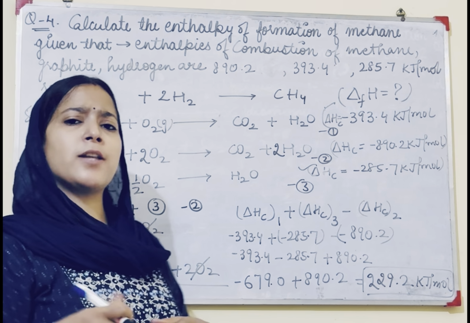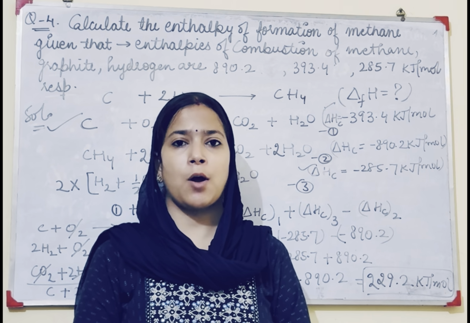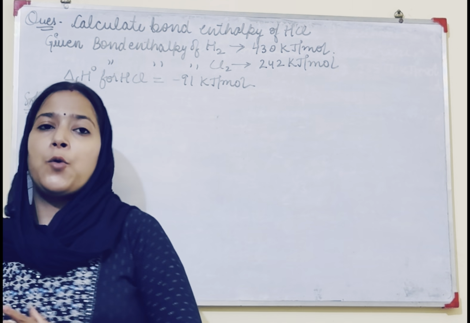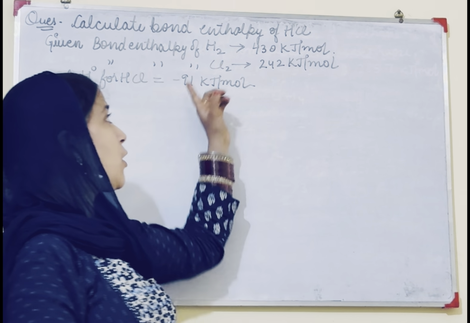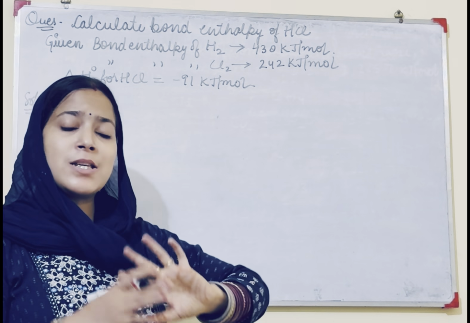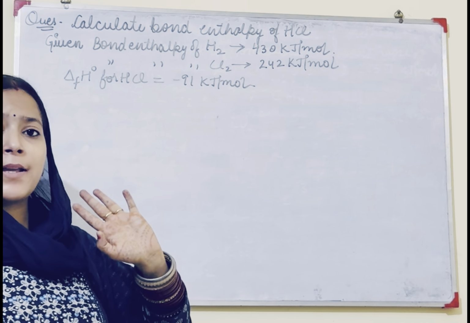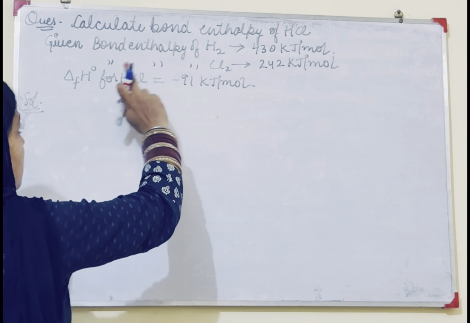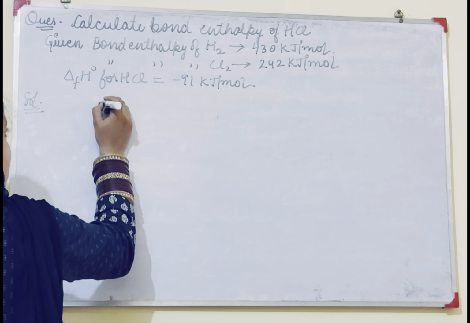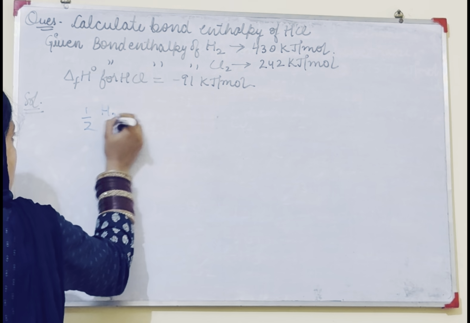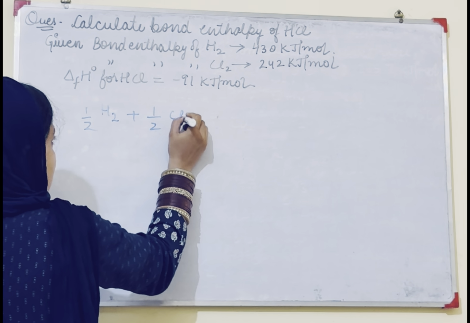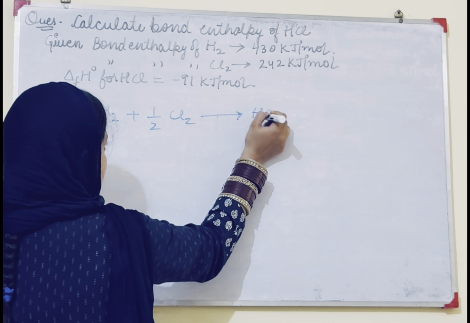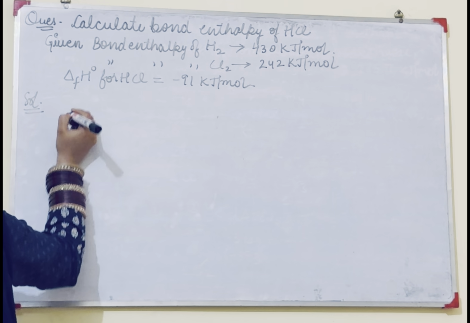In this way, you can solve many much more numericals from your book. Now, to calculate the bond enthalpy of HCl, we can use the similar method as used by the Hess law, which is, what is our desired equation? Bond enthalpy of HCl means H2 plus half Cl2, it will form HCl. This is our desired equation.